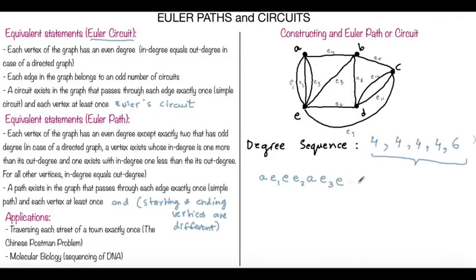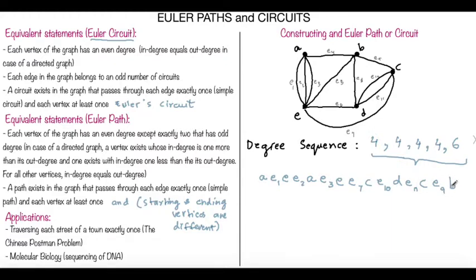Okay, then we go to E7, then we go to C, then we go to E10, then we go to D, then we go to E11, then we go to C again, then we go to E9, then we go to B.